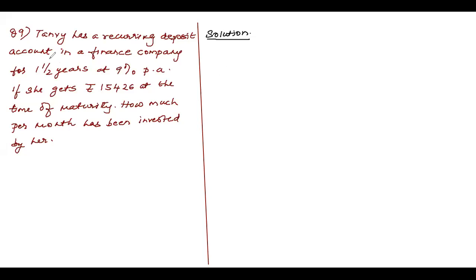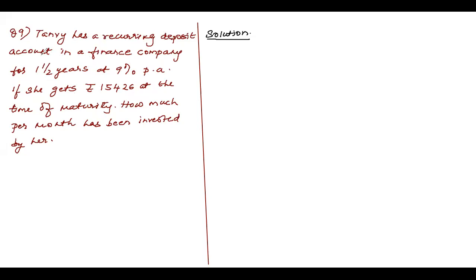Tanvi has a recurring deposit account in a finance company for 1.5 years at 9% per annum. If she gets rupees 15,426 at the time of maturity, how much per month has been invested by her? A very simple, straightforward question, okay?